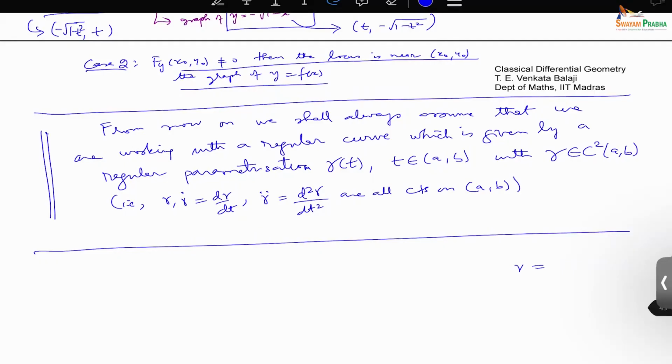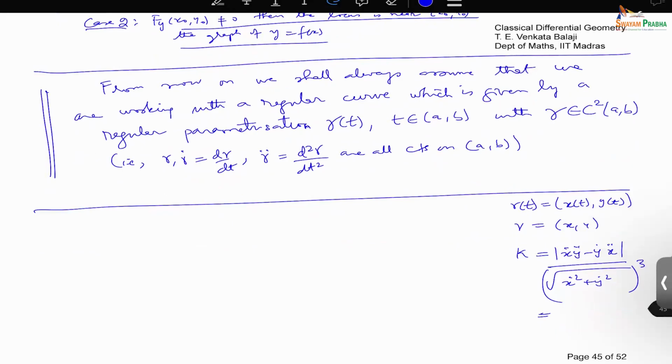So if you recall, for gamma given by x comma y, I am suppressing t, actually gamma t is x t, y t. You recall that the curvature is given by the modulus of x dot y double dot minus y dot x double dot, divided by the square root of x dot squared plus y dot squared, to the whole cube. And if you write it in terms of gamma, this is just the norm of gamma dot cross gamma double dot, divided by norm gamma dot to the 3 by 2.